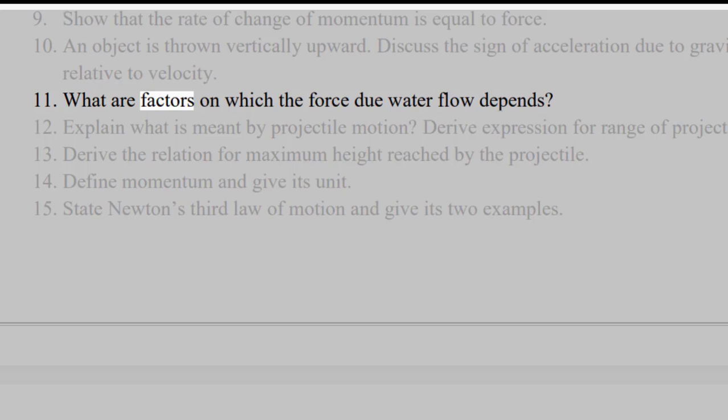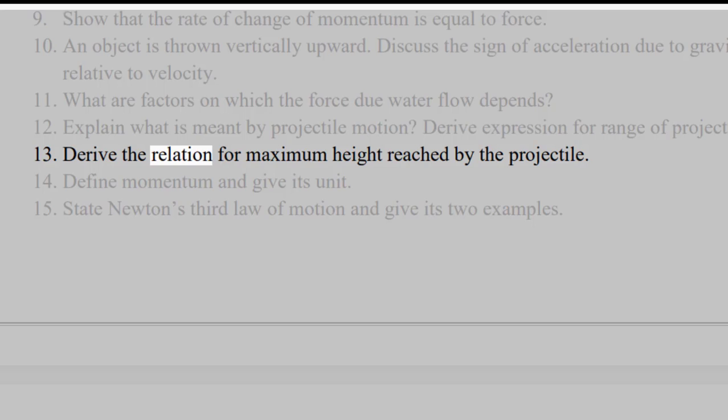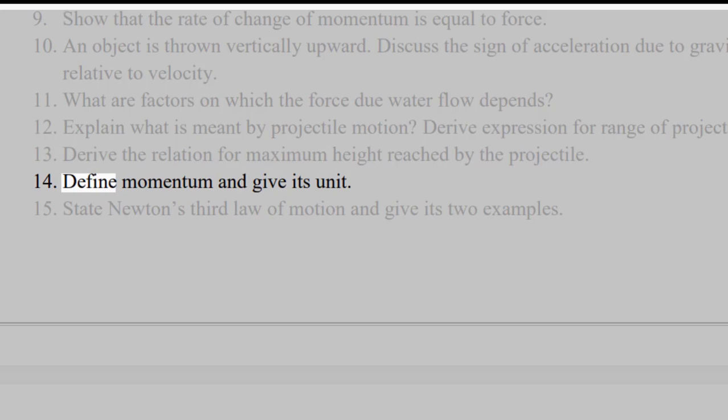11. What are factors on which the force due to water flow depends? 12. Explain what is meant by projectile motion. Derive expression for range of projectile. 13. Derive the relation for maximum height reached by the projectile. 14. Define momentum and give its unit.